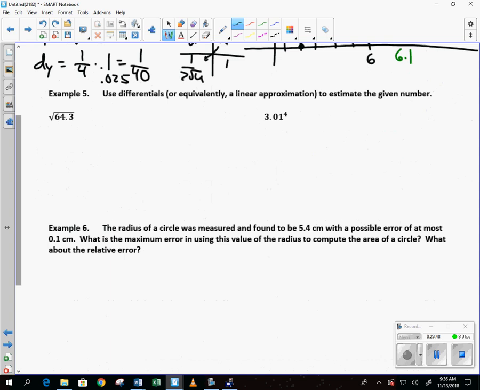Square root of 80 or 64.3. We're going to use differentials to do this. So picture yourself, Isaac Newton, sitting back in the year 1600, and you're trying to find out the square root of 64.3. And you look at a friend, you say, what's the square root of 64.3? And your friend says, well, it's about 8, right? He's like, I don't want about 8. I want an exact value.